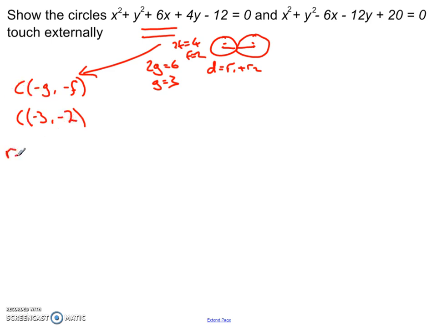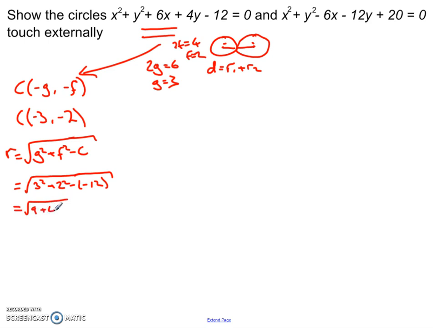Now the radius, R, is given by the square root of g squared plus f squared take away c. Now remember, g and f still come from here, and the c comes from this number here at the end. So if we substitute them in, I get the square root of 3 squared plus 2 squared, take away negative 12. Calculating each of these, I get the square root of 9 plus 4 plus 12. Remember, minus minus becomes a plus. 9 plus 4 plus 12 gives me the square root of 25, which is 5. So there's my first radius there.